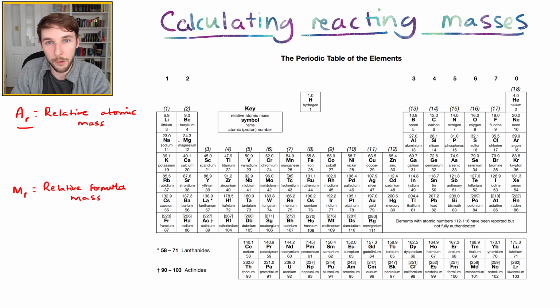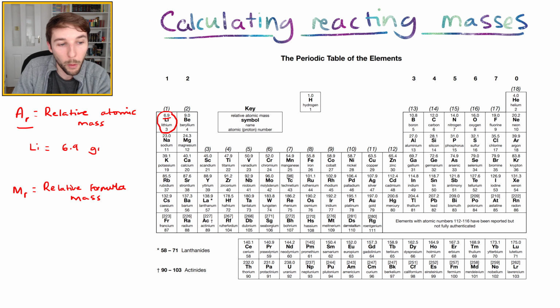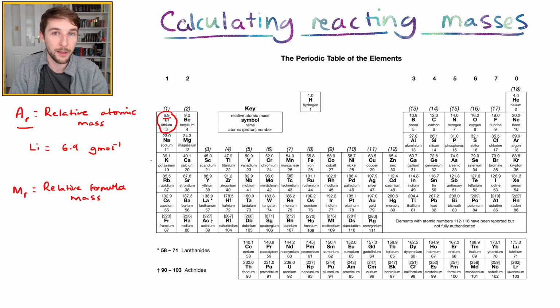Ar is when we're referring to one singular element. So, for example, lithium has an Ar of 6.9 grams per mole, as you can see here, its relative atomic mass. That means if I had 1 mole, which remember is Avogadro's number of particles, so 6.02 times 10 to the 23 particles of lithium, so it would be atoms in this case, then it would weigh 6.9 grams. So 1 mole weighs 6.9 grams, 2 moles would weigh 13.8 grams, and so on. So per mole, 6.9 grams for lithium.